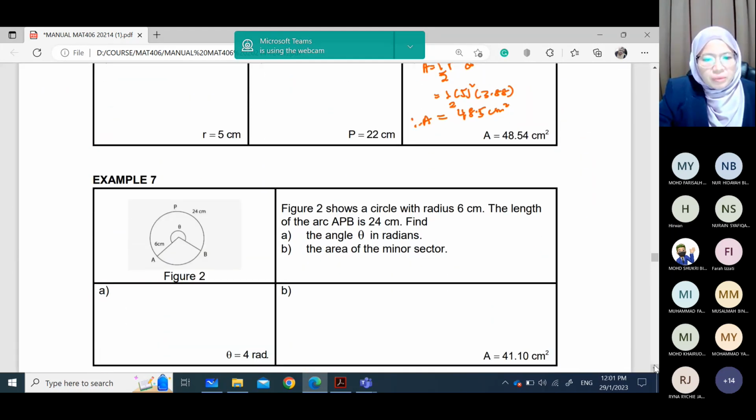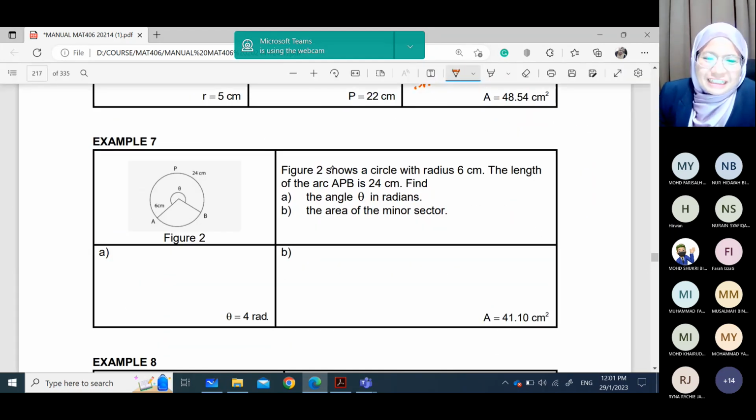Okay, so this Example 7 you can actually do yourself. Figure 2 shows a circle of radius 6 cm. The length of the arc APB, the big one, is 24 cm. So this S is 24 cm. Find the angle in radians and the area of the minor sector. So you have to find the area of the minor one, this one.